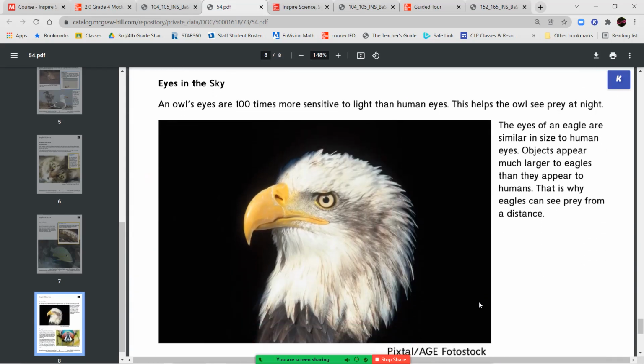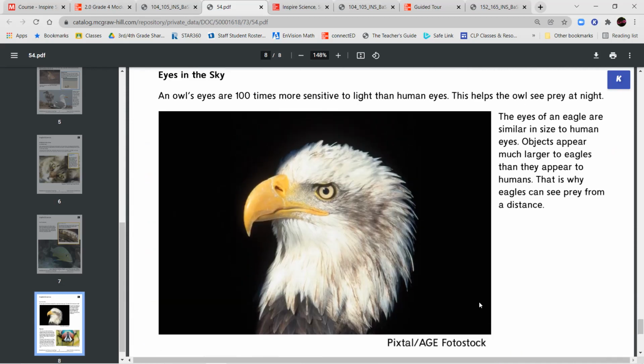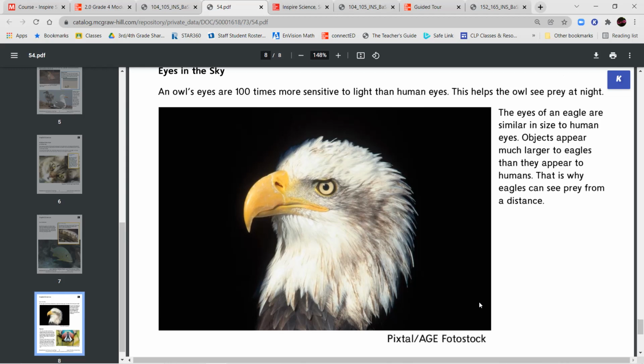Eyes in the sky. An owl's eyes are 100 times more sensitive to light than human eyes. This helps owls see prey at night. The eyes of an eagle are similar in size to human eyes. Objects appear much larger to eagles than they appear to humans. That's why eagles can see prey from a distance. So when they're flying really high up above the ground, because they see things bigger than we do, they're able to see things that they want to catch and eat more clearly from farther away.